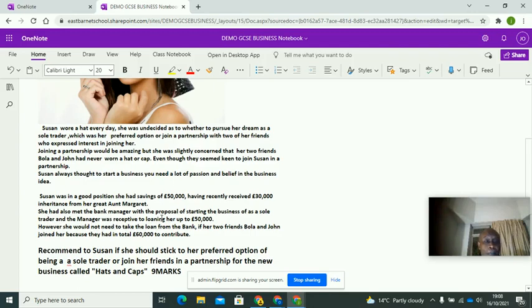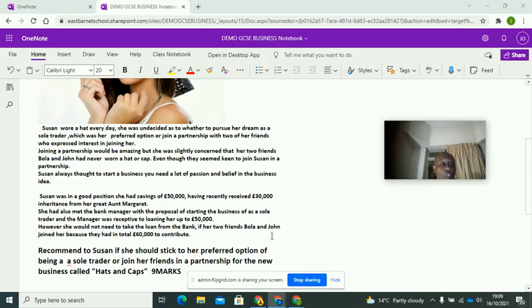She had also met the bank manager with a proposal of starting the business as a sole trader. The manager was receptive to loaning her up to £50,000. However, she would not need to take the loan from the bank if her 2 friends, Bola and John, joined her because they had £60,000 in total to contribute. So the question is, recommend to Susan if she should stick to her preferred option of being a sole trader or join her friends in a partnership for a new business called Hats and Caps, which is a 9 marks.